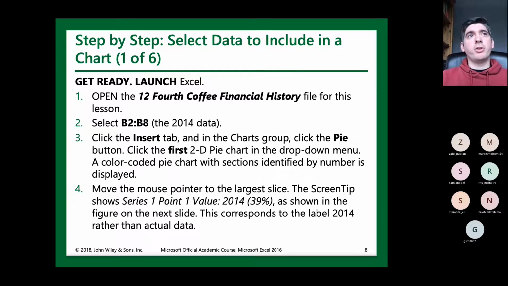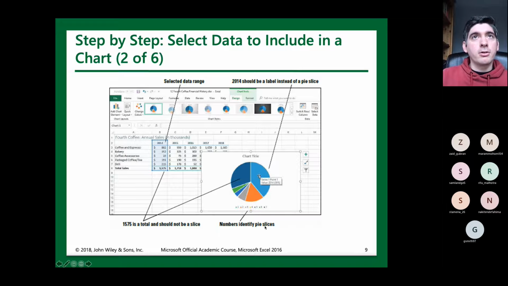So if you wanted to do the activity for this, then you'd open the Fourth Coffee financial history file for the lesson. Go to cells B2 to B8 and insert a tab there. In the Insert tab, you're going to go to the Charts group and click the pie button and create a 2D pie chart. I'm going to be looking with series 1 being the value for 2014. So just to show what that looks like here, but unfortunately not a high quality print screen, series 1 point is taken from 2014. And we can see comparatively how that compares to all of the others.